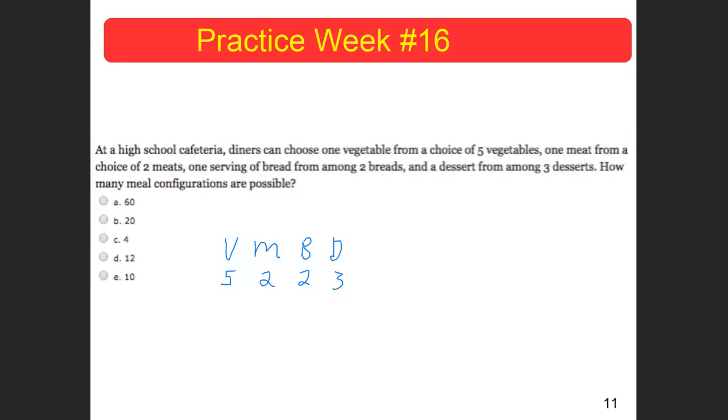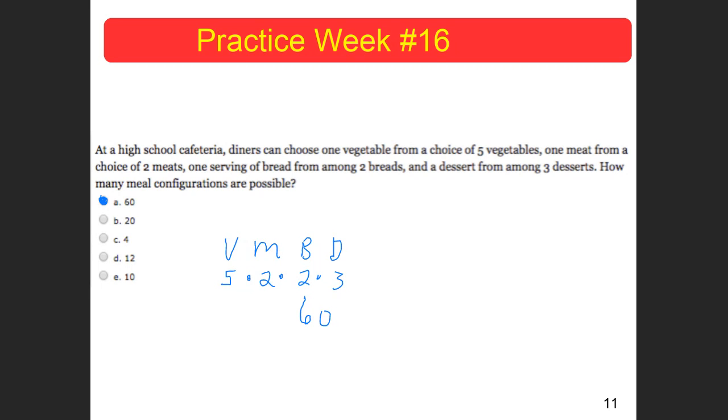Now the fundamental counting principle, and it asks how many meal configurations are possible. Well, all I have to do is just multiply them all out. 5 times 2 times 2 times 3, so that's 10, 20, 60, is that right? 60 different meal combinations that you could have.